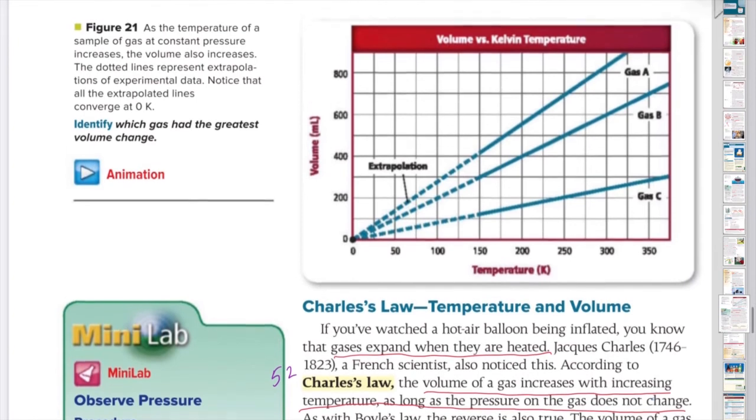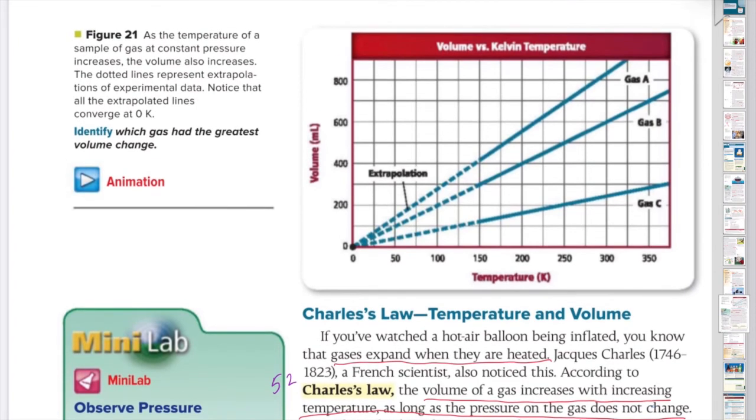So if we go up here to Figure 21, we see we have gas A, gas B, gas C. We have temperature in Kelvin increasing this way, and volume increasing this way. So if we increase our temperature, then we increase the volume. The opposite is also true. If we decrease the temperature here, then we also decrease the volume.